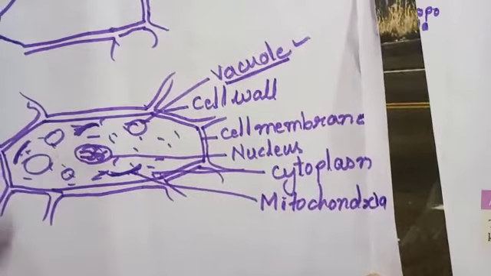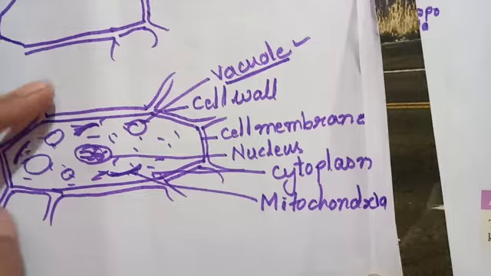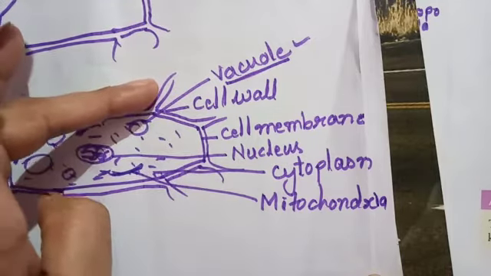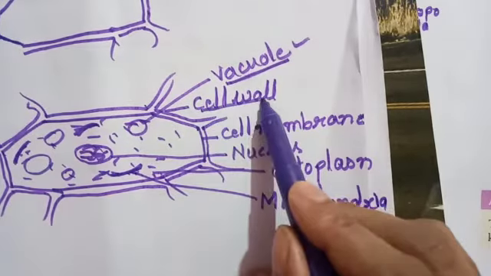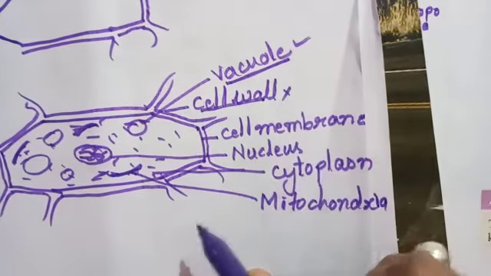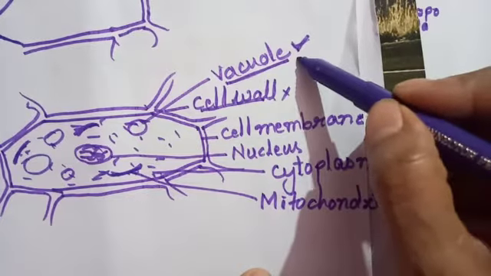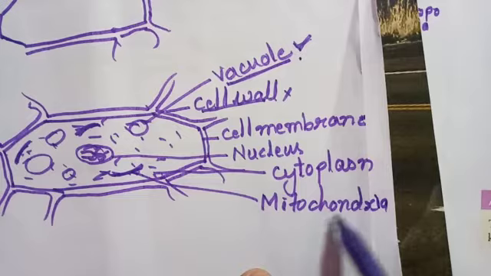Is it clear? The shape of the plant cell is not exactly like the animal cell. The shape is mostly hexagonal, and one more layer is present outside the cell membrane, that is the cell wall. Cell wall is present in plant cell, and that is absent in animal cell. Vacuole is present in plant cell and absent in animal cell. Is it clear? Cell membrane, nucleus, cytoplasm and mitochondria are the same.